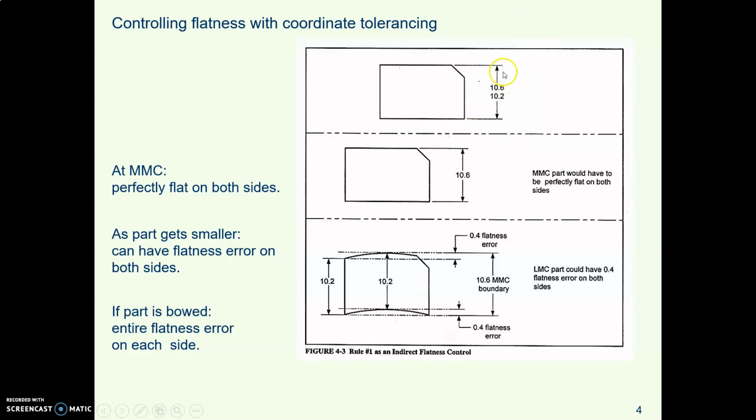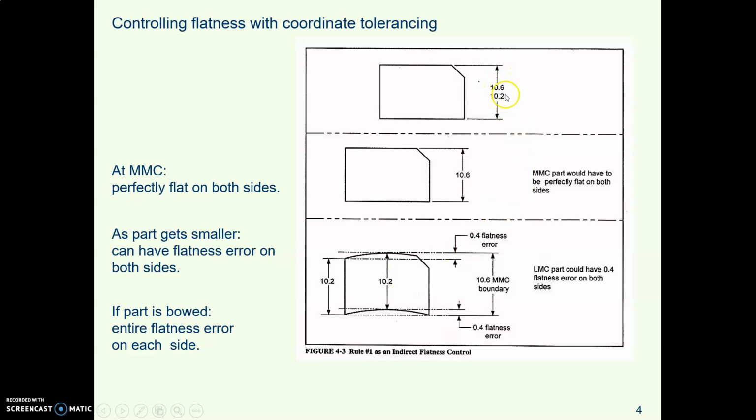Here's a block with a limits tolerance on it. If you made the part at MMC, at maximum material condition, this part would be as big as it could get, and if it were, it'd be like a balloon expanding to fill a space. The part would have to be perfectly flat on both sides. If it were smaller than MMC, you could start to get some flatness error.